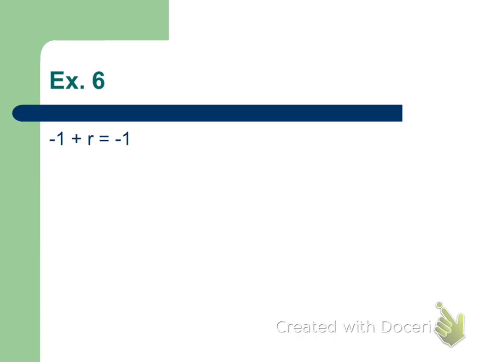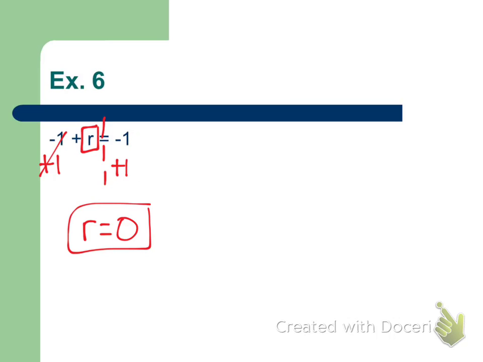On number 6, box my variable, line through the equal sign. Keon, what do you think we should do next? Add 1. Okay, good. I add 1 over here to zero those out, so I add 1 on the other side. So I'm left with r equals, what is negative 1 plus 1? 0. So that's it. You can have 0 as an answer.